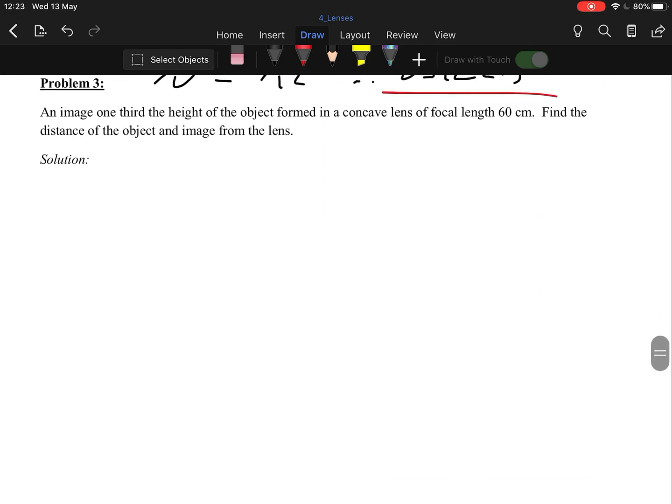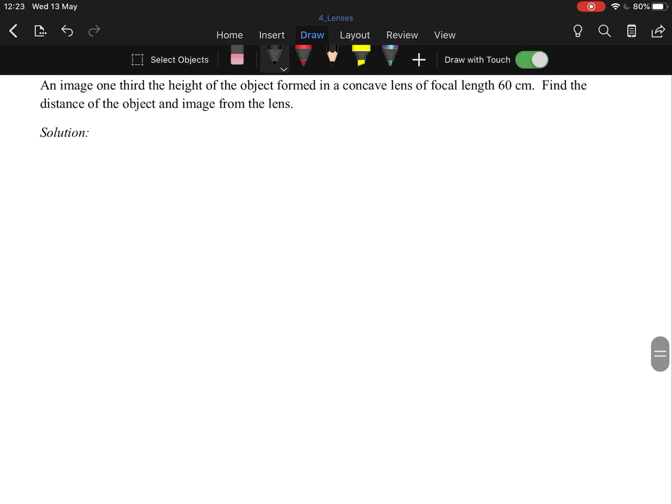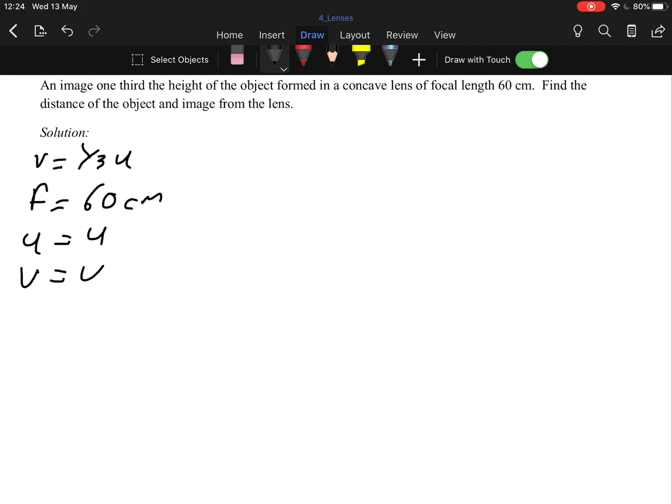All right. Problem 3 then. An image 1/3 the height of an object, formed in a concave mirror, focal length 60 centimeters. Find the object distance u and image distance v. So v is equal to 1/3 u. There are two ways you can do it. You can find u first using what I did before, or you can find v first. For example, you could say that u is equal to 3v, and solve it that way.